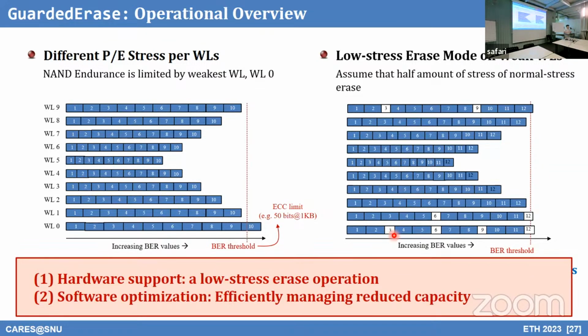Physically speaking, what happens is you apply some high voltage to remove all the electrons out of the cells. And in low stress mode, we apply a low voltage when you erase that particular word line. So some garbage is still there. When you program, you are not sure which state you are in, so you cannot store data anymore.